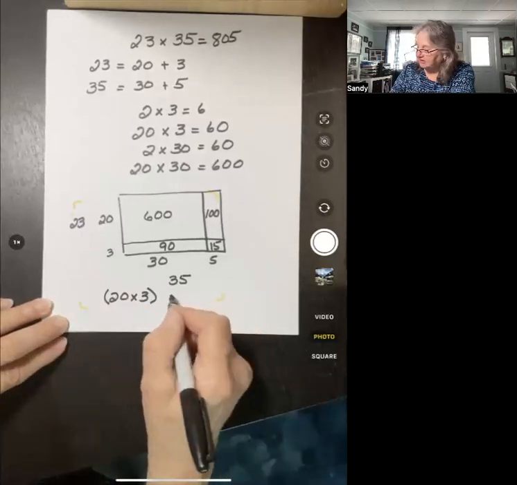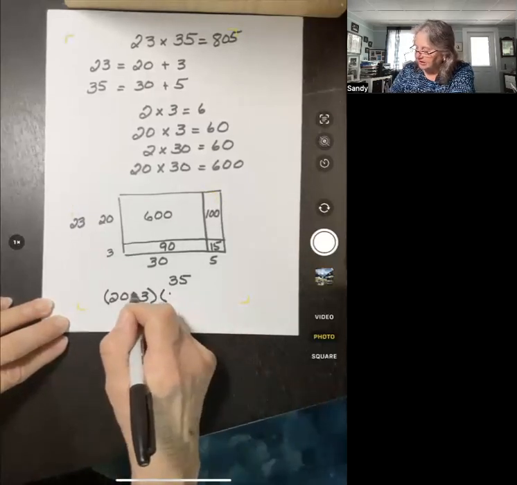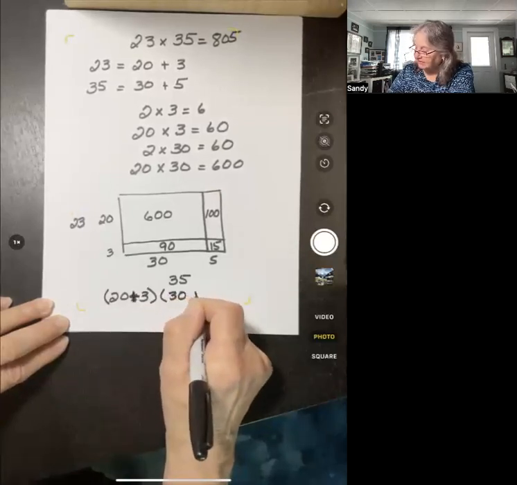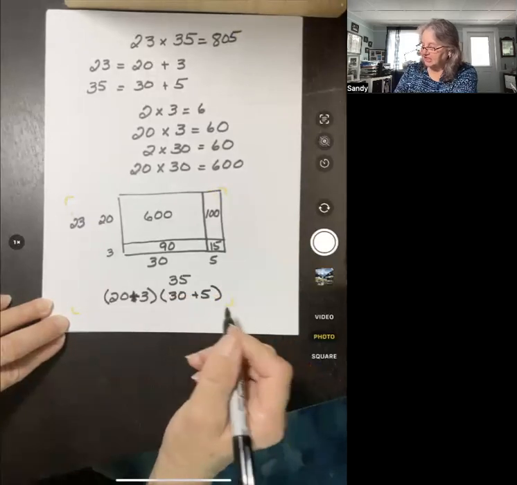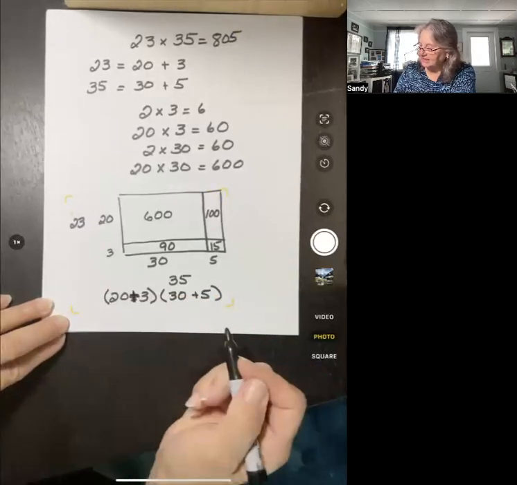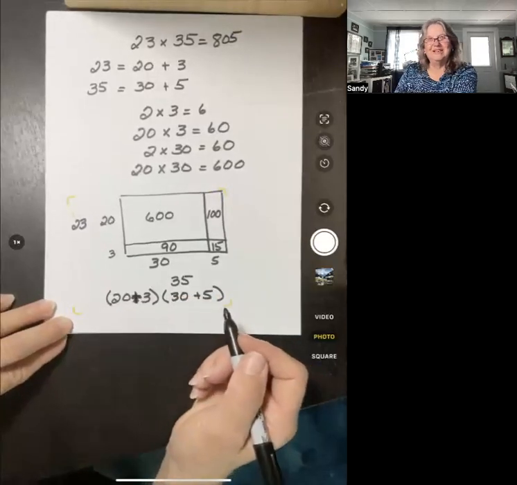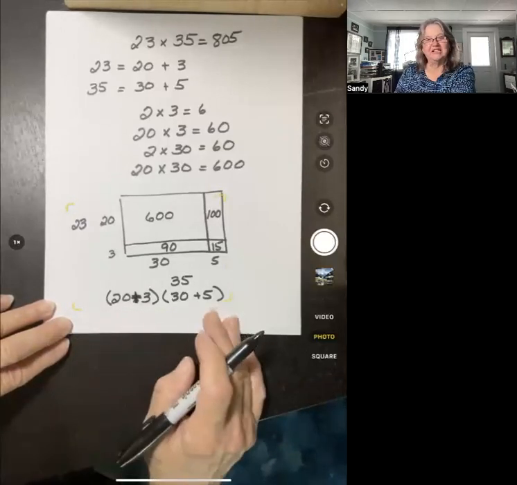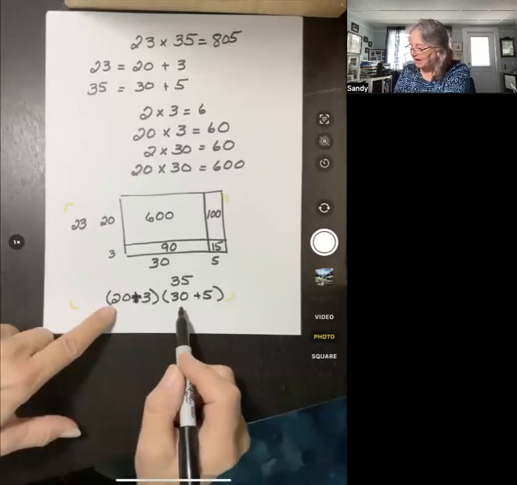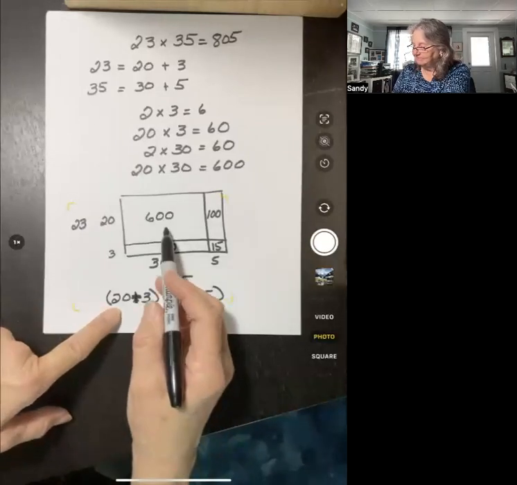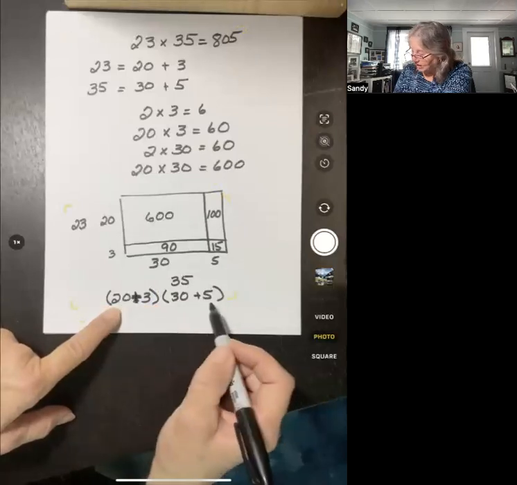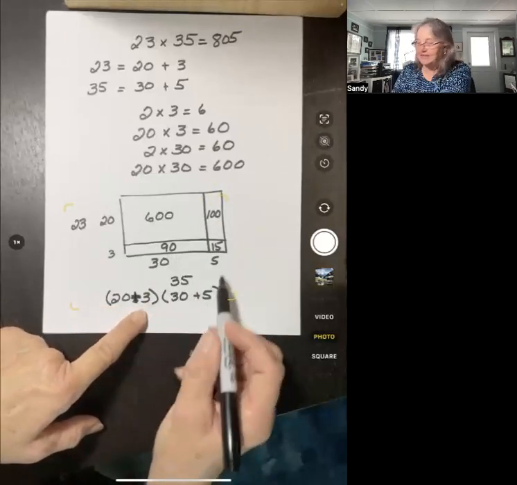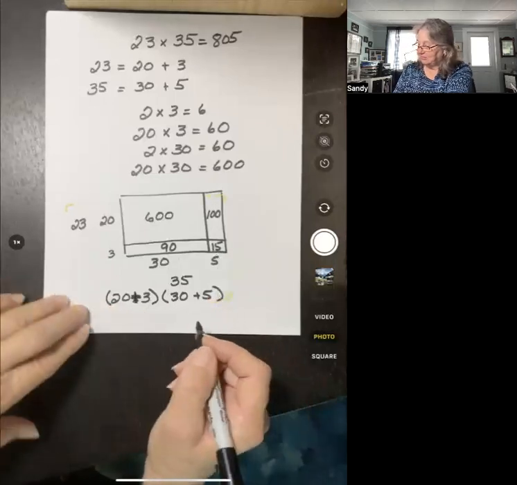I've thought of 35 as 20 and 3, should be a plus, as 30 and 5. Now, some of you remember a mnemonic, FOIL. We shy away from that now because it only works for specific instances. But think about, what do we have? 20 by 30, 20 by 5, 3 by 30, 3 by 5. It is the distributive property.